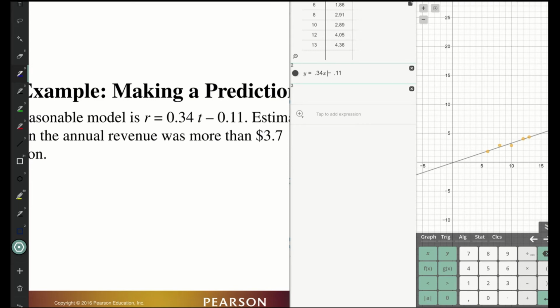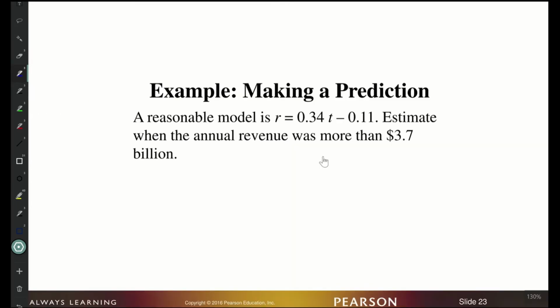So now we can answer some questions regarding this model. Notice that what we want to do here is estimate when the annual revenue was more than 3.7 billion. Now recall that this expression right here is given the revenue, right? So all we have to do is form an inequality of this type. 0.34t minus 0.11 greater than 3.7.